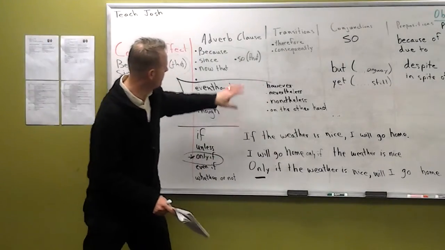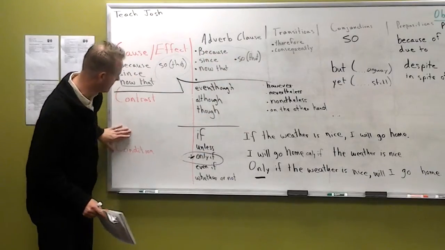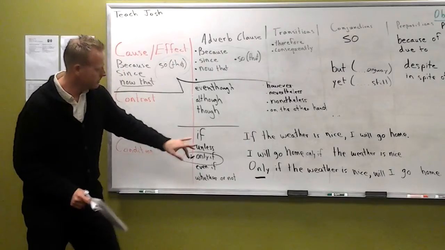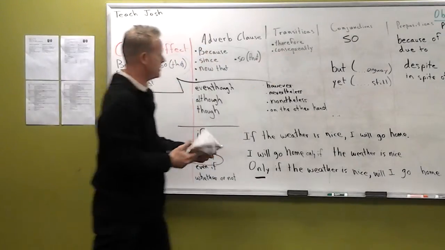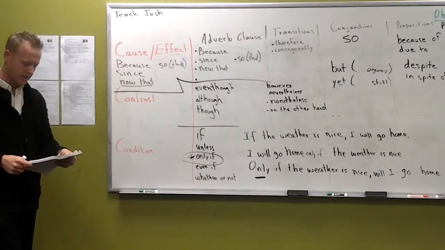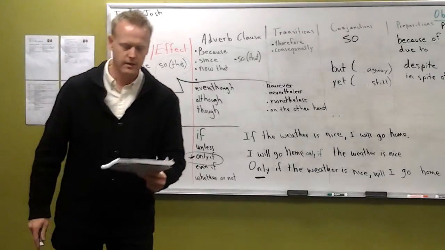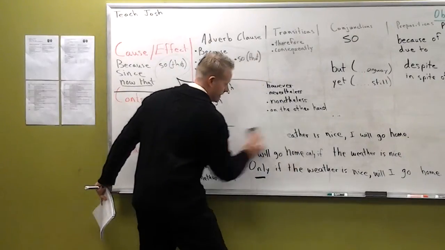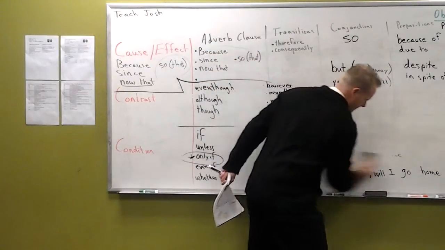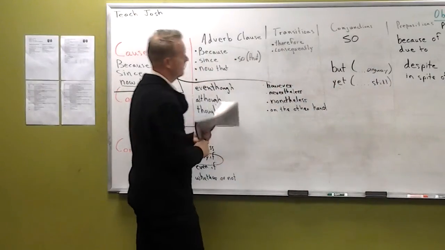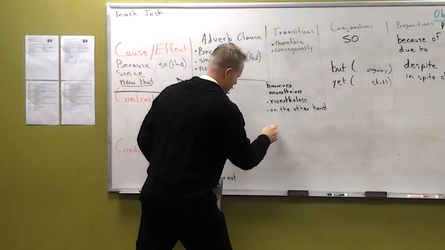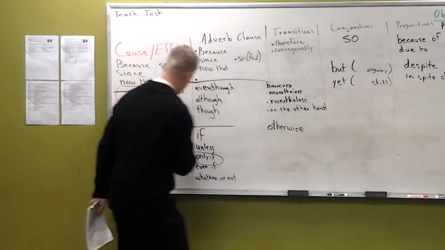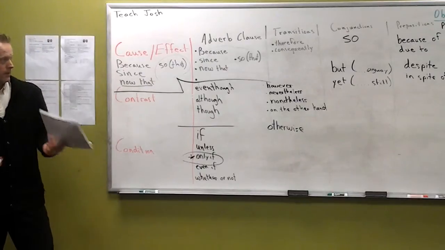Alright, now let's jump over. So we talked about adverb clauses of condition: if, unless, only if, even if, whether or not. Looked at some examples. Let's jump over to transitions and conditionals. And there aren't many of them. What do they got there for you? Otherwise. Yeah. So they have otherwise. So they give you otherwise as a transition word you can use to show a condition.